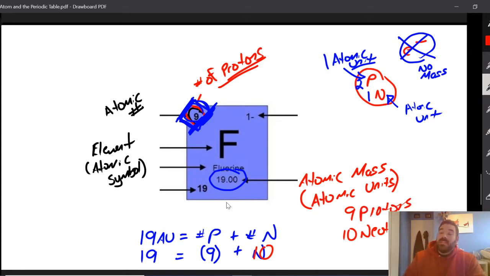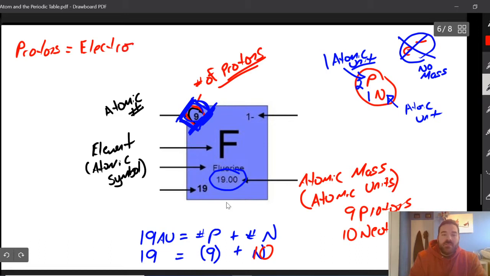And in a non-ionic atom, there are always the same number of protons as there are electrons, because they like to balance themselves out. Because electrons have a negative charge of 1 and protons have a positive charge of 1, neutral atoms need to have the same number of protons as electrons so that the charge is balanced. So if I have 9 protons in the fluorine atom, I would also have 9 electrons in the fluorine atom.